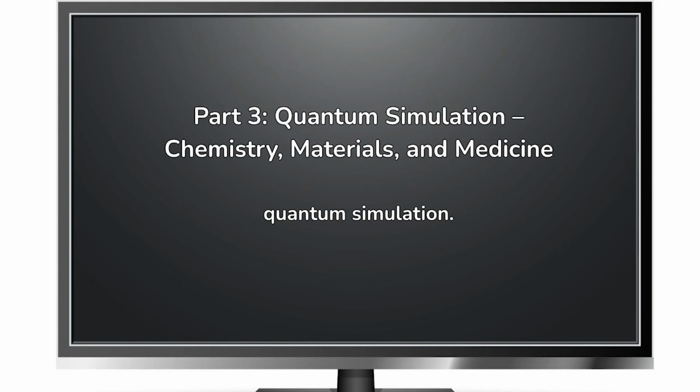For example, simulating a small molecule like caffeine might require more bits than there are atoms in the universe. Why? Because each electron interacts with every other in ways that create an exponential explosion of possibilities. But a quantum computer can simulate quantum systems naturally. It speaks the same language as the particles it's simulating.